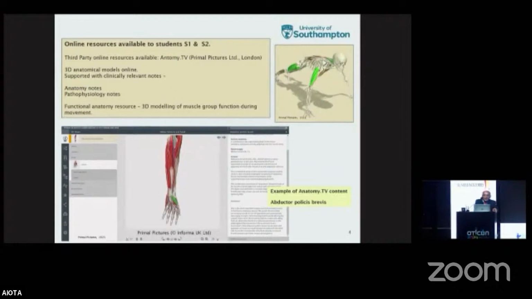For example, I've just shown you one muscle here, the description of abductor pollicis brevis. So they can clearly study the origin, insertion, nerve supply, and the action, and they can make the muscle actually act. Whether it is the hip abductor, how this particular muscle plays a part, they can clearly see it.